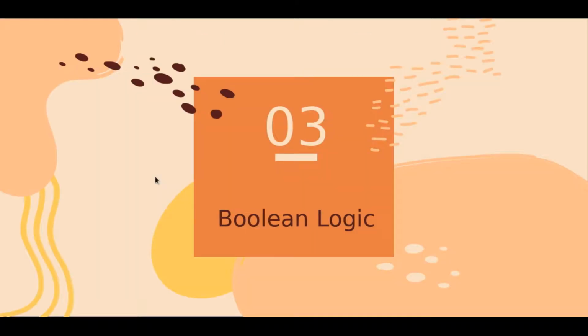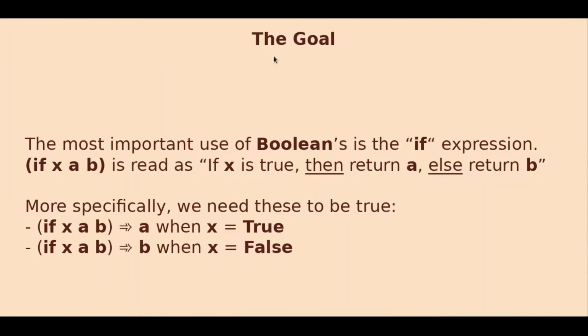Next we have Boolean logic. The goal in implementing Boolean logic is the if expression. If x a b is read as: if x is true, then return a, otherwise return b. More specifically, we need these to hold: if x a b will reduce to a when x is true, and if x a b reduces to b whenever x is false.